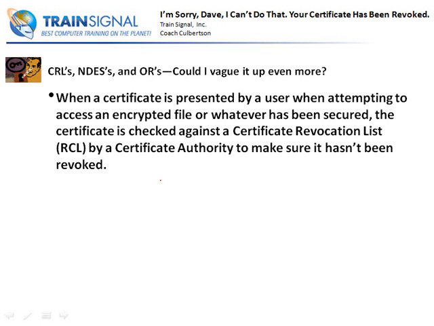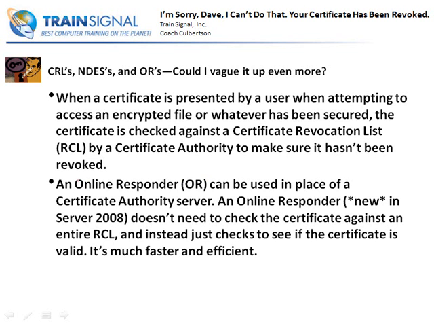When a certificate is presented by a user when they attempt to access an encrypted file or try to communicate with a server, whatever it may happen to be, the certificate is checked against a certificate revocation list by a certificate authority to make sure it hasn't been revoked. Now, remember that this is kind of an older way of doing it, because we actually have a new way with Server 2008. We have a service called an online responder, and it can be used in place of a certificate authority in terms of being able to verify.